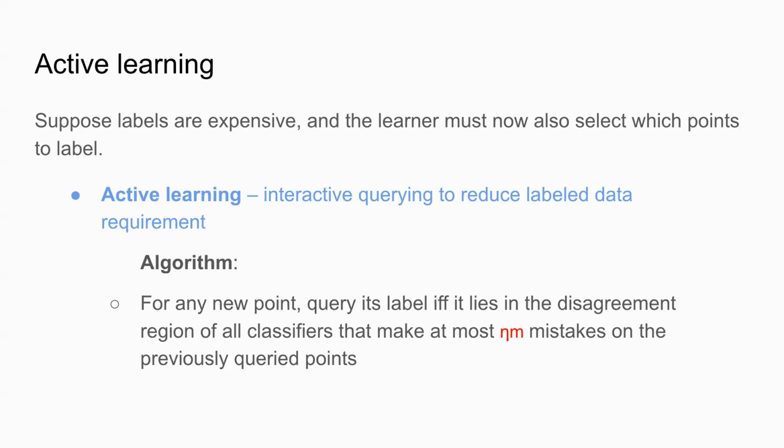For any new point, we will query its label if and only if it lies in the disagreement region of all classifiers that make at most a time mistakes on previously queried points. So we want it to be consistent, but it's possible that the adversary has corrupted up to a time fraction of the points that we have seen so far. So we restrict our attention to the agreement region of classifiers which make at most a time mistakes, and those are the points that we query, and our reliable learner which we output at the end of the querying is the same as the learner which we had in the passive setting.